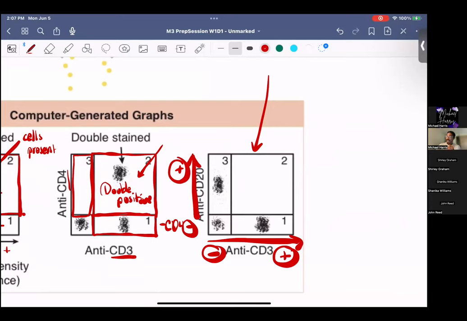So, with that being said, you look at each thing individually. Do not look at them both together. So, right now, just look at the CD3 on the bottom. Okay? That means all of this here and this side is negative. All of this here is positive. So that means this is CD3 positive. And all this is CD3 negative. Does that make sense?